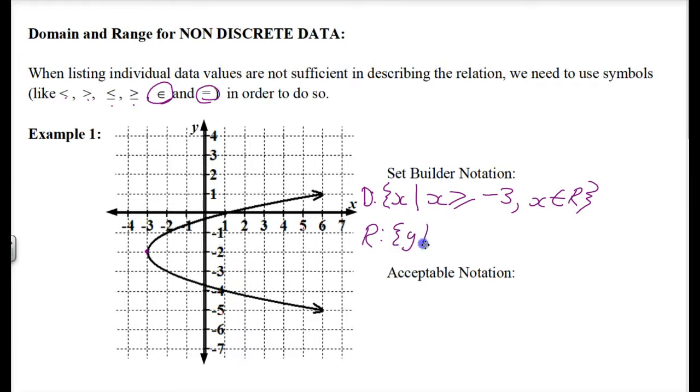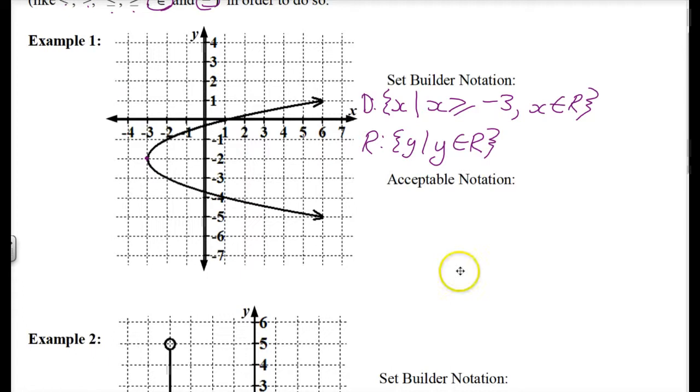Range, set of all y. What about y? Such that. Now, since these arrows will go down forever and up forever, we will cover all y values. So this is the set of all y such that y belongs to the reals. Acceptable notation. What's the least we're going to take from you?